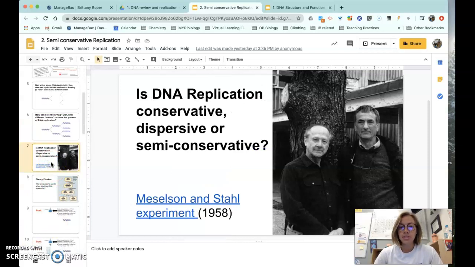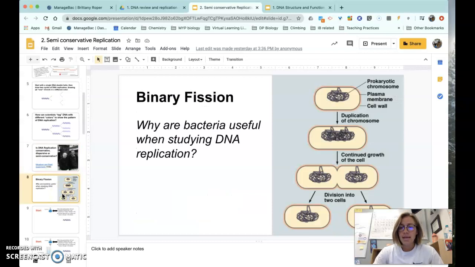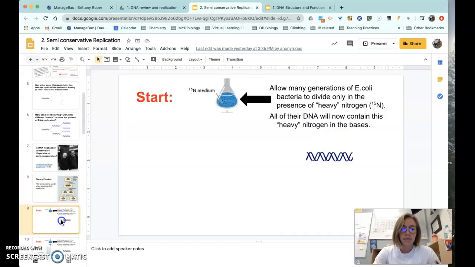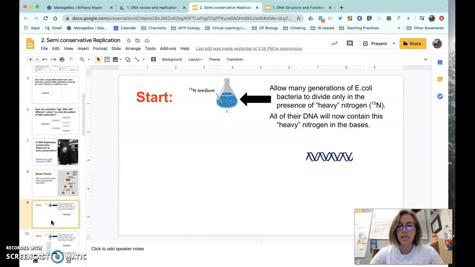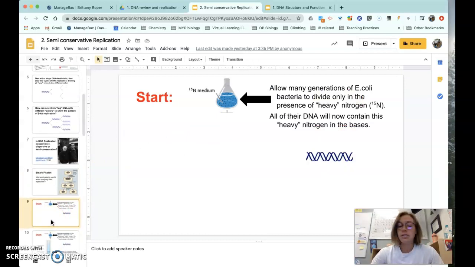And this is actually what took place with Meselson and Stahl experiment in 1958. And the way that they did this was using E. coli, and they were able to replicate E. coli bacteria and then visualize just what happened. Long story short, they were able to incubate E. coli bacteria into a medium that had heavy nitrogen in it.